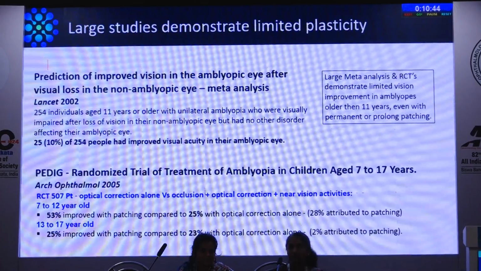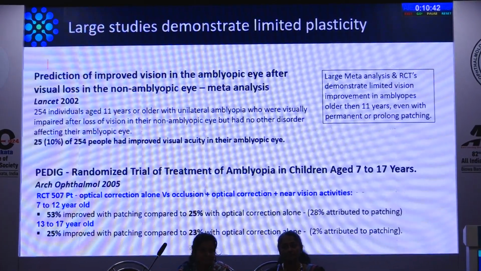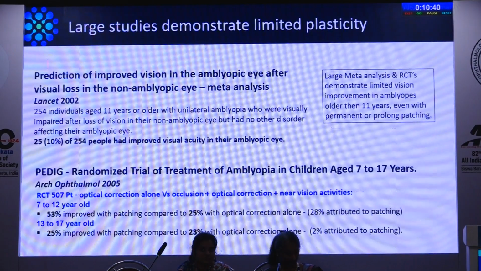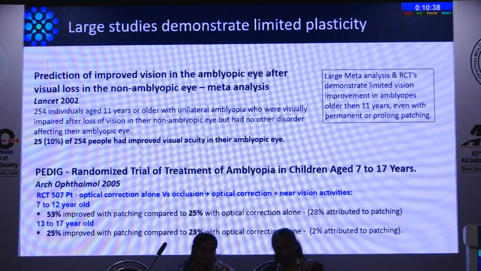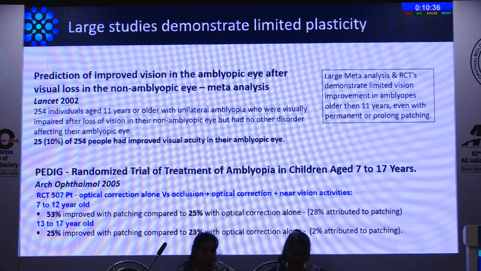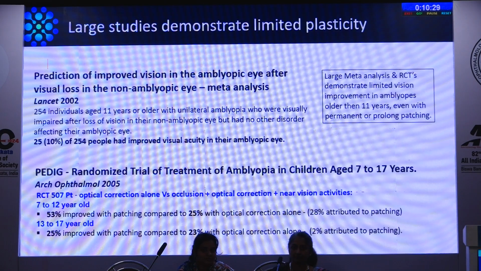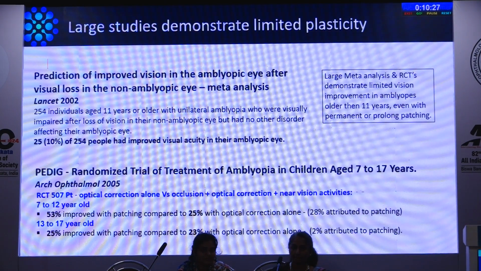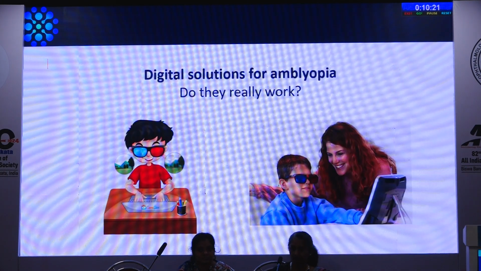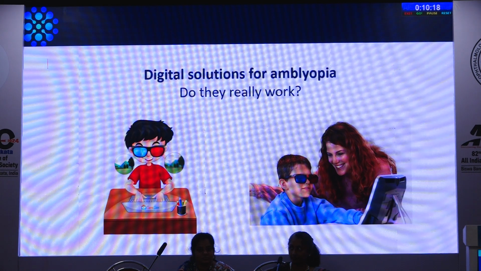Large studies have been done in those above 9 years, but meta-analyses and RCTs demonstrated limited vision improvement in amblyopes older than 11 years, even with permanent or prolonged patching. We have the PEDIG study, which found improvement in children from 7 to 12 years old and 13 to 17 years old, but not to that extent. We are in the digital world, and digital devices may have a solution for amblyopia. Do they really work?